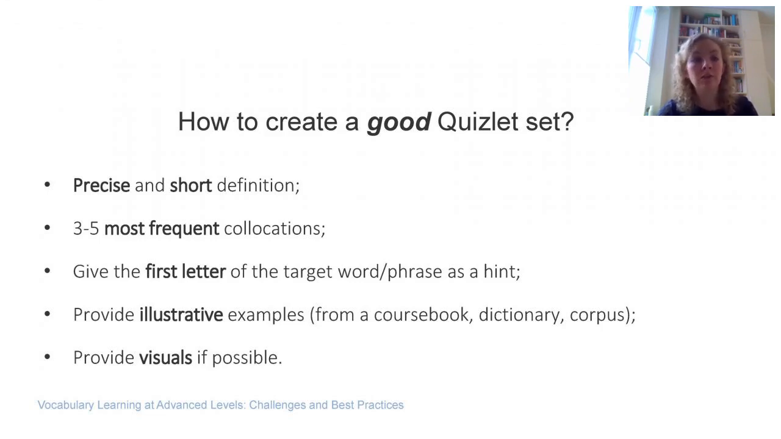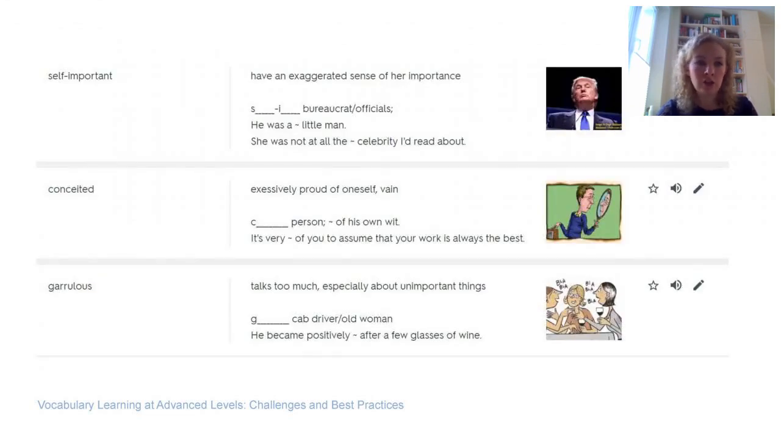This is an example of my set. So this is a set on personality traits. So again, self-important, and I put a picture of Donald Trump here. Have an exaggerated sense of her importance, or his importance, doesn't matter. Short definition, right? Then who can be self-important?